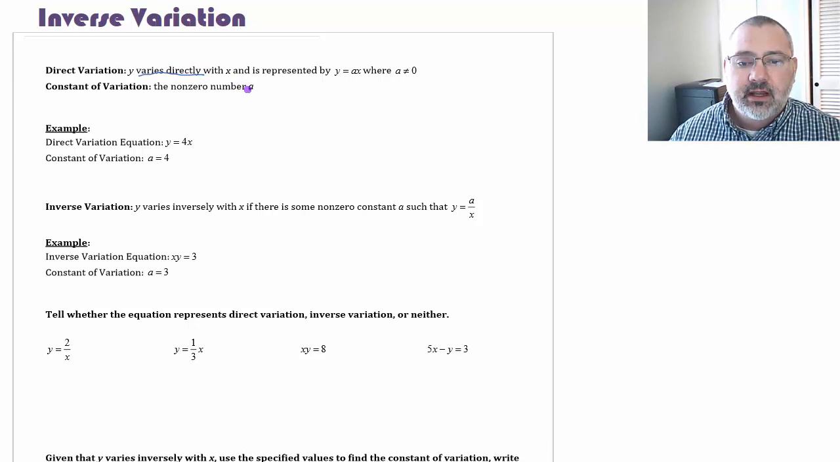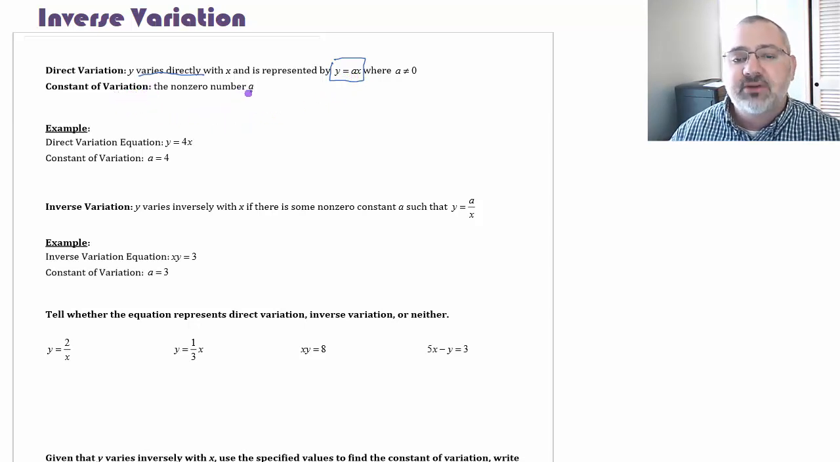With x, it can be represented by the equation y equals ax. That means when x goes up, y goes up. When x goes down in value, y goes down. We typically have the equation set up so that y equals is the form that we want to put it in. And then a, this number in front, is what we call the constant of variation.